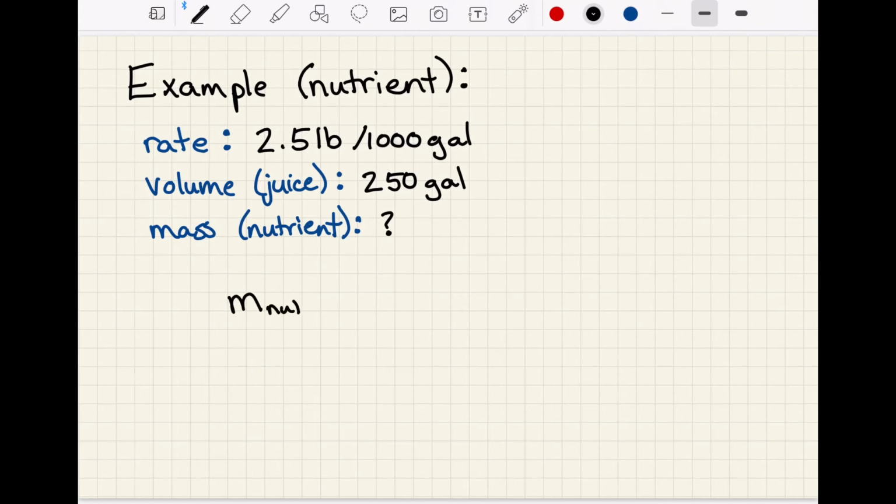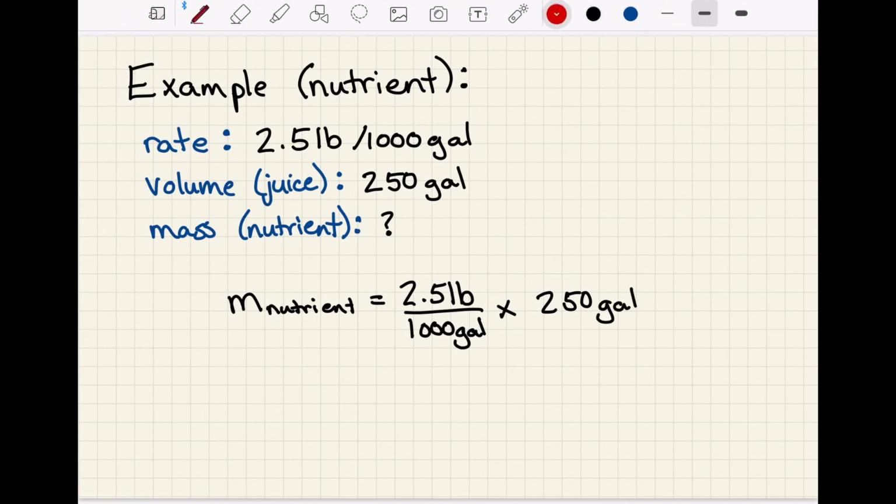So this is a good reminder of why I use these subscripts so that I'm not getting confused when I go back to my notes to see how much I added. So the mass of nutrients, we're going to start with our rate of nutrient here, which is 2.5 pounds per 1,000 gallons. And again, multiply that by our 250 gallons. Our units will go pretty much the same way as before. And when we compute this out, we will get 0.625 pounds. Now, again, I mentioned before about ounces.